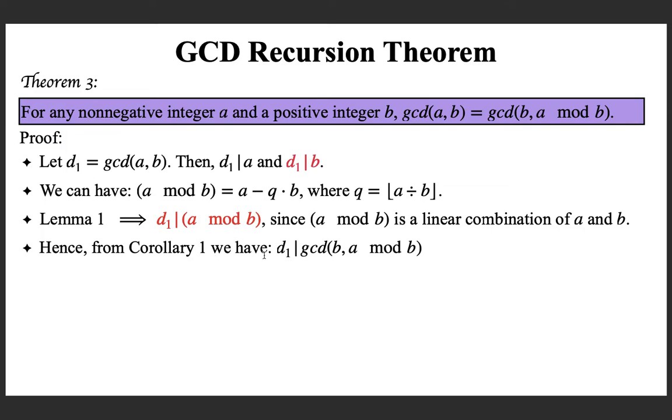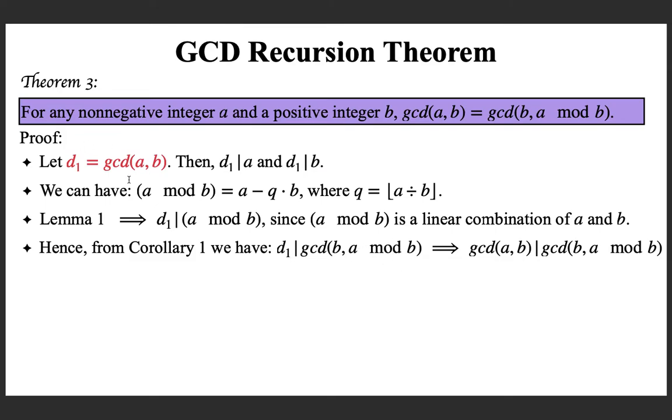Now from corollary 1 we can say that D1 divides GCD of B and A mod B. Why? Because from corollary 1, if D1 is a common divisor for two numbers, then D1 must be a divisor for the GCD of those two numbers. That is corollary 1. Sorry. So we are saying that D1 is a divisor for GCD of B and A mod B.